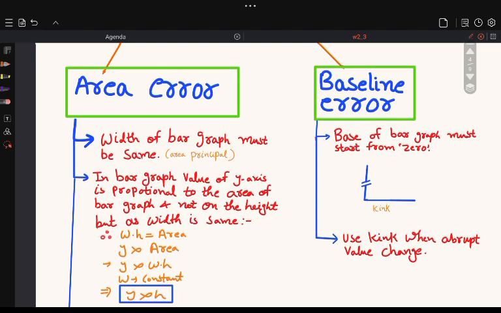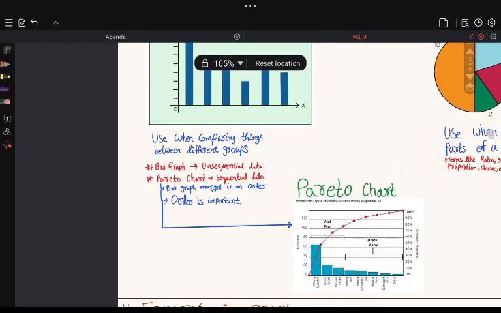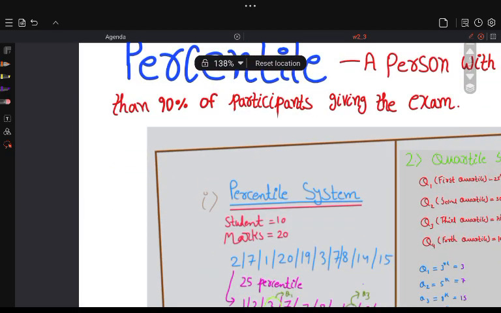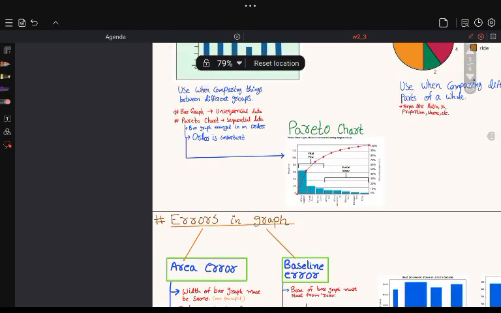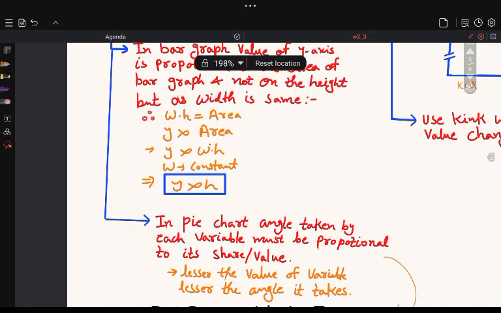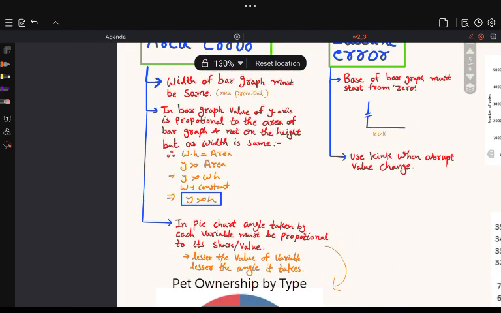See, in this case, this is the width. The width is the same for each bar, right? As the width is the same for each bar, the width will be constant. As the width is constant, y is directly proportional to h, that is the height. So we see that the more the height, the more the value of y. It is the common case when the width is the same. This was the reason basically.